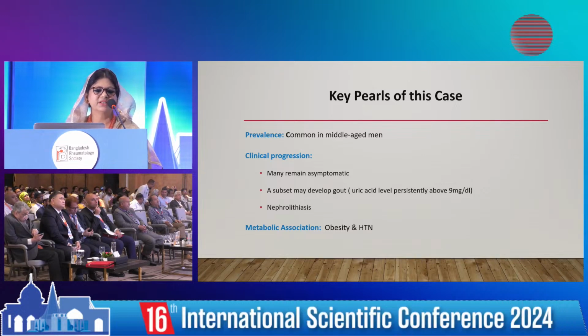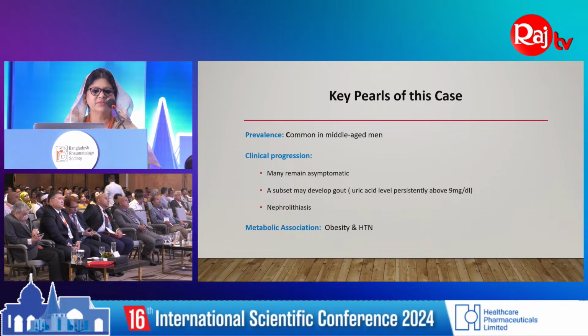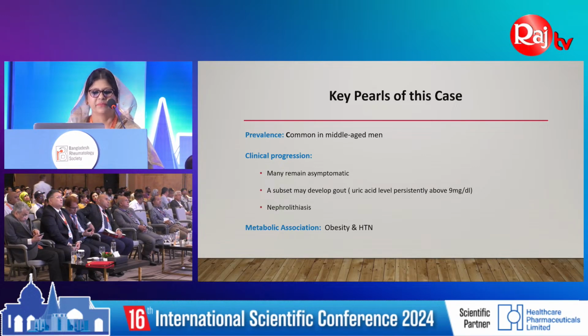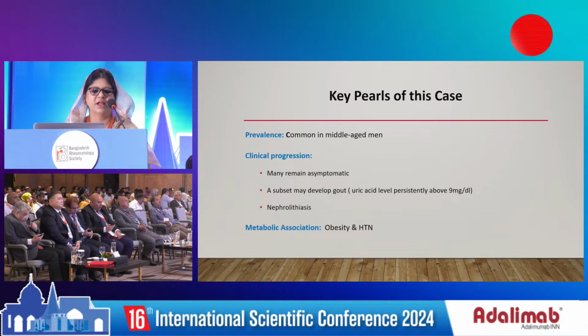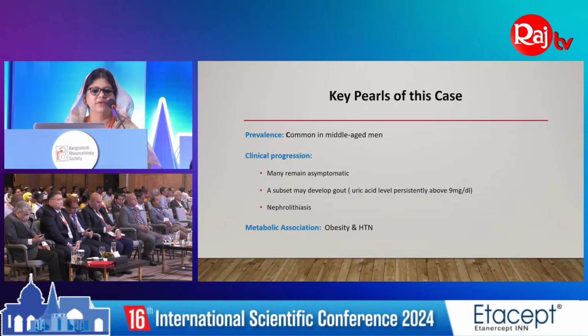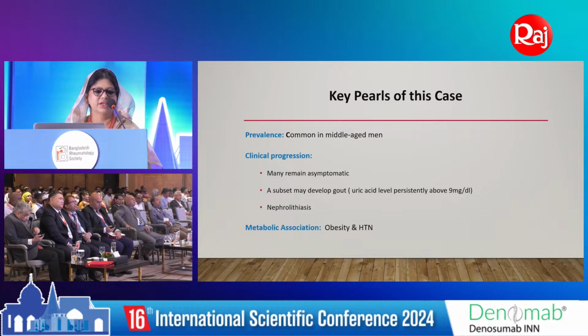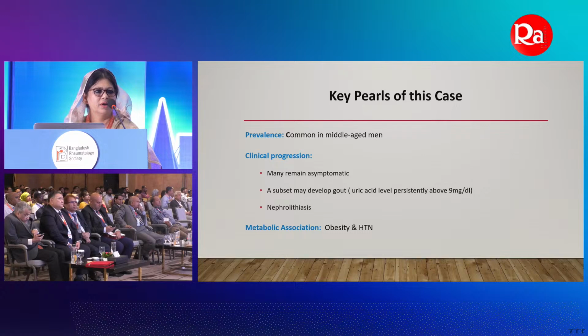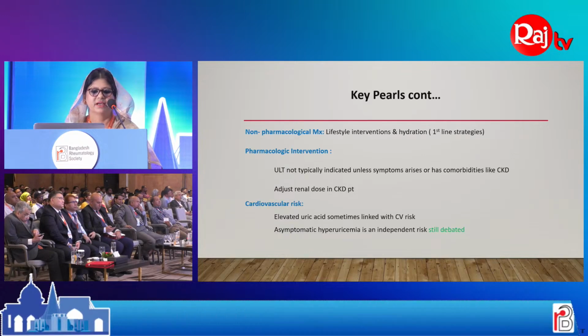What is the pulse of this case? Asymptomatic hyperuricemia is common in middle-aged men, and it may remain asymptomatic lifelong, but a subset of patients may develop gout and nephrolithiasis. But when there is association of metabolic problems, there is a chance of gouty arthritis.